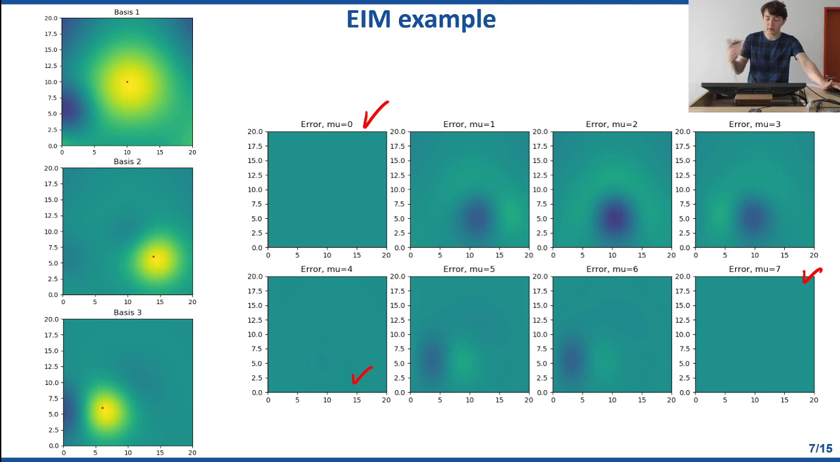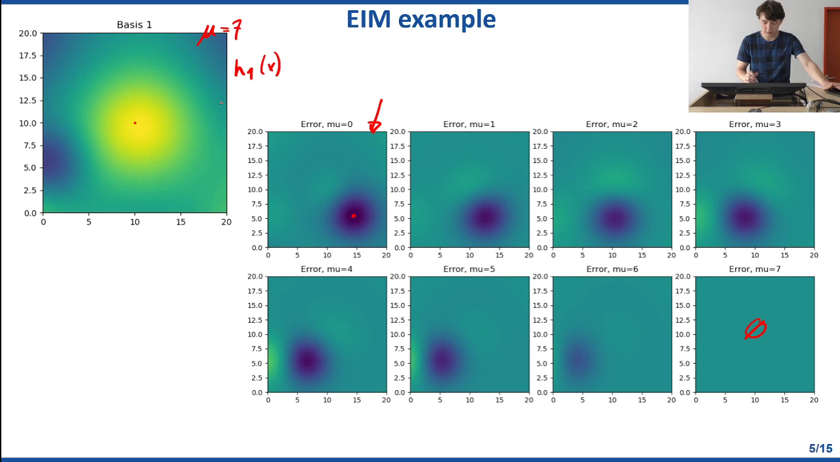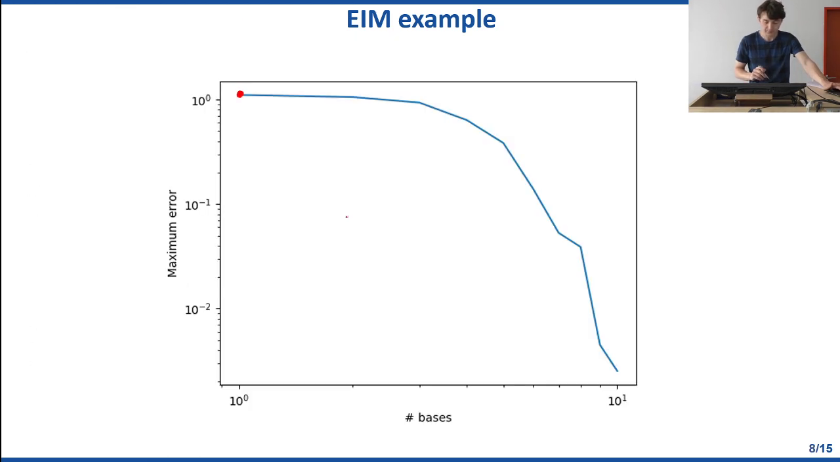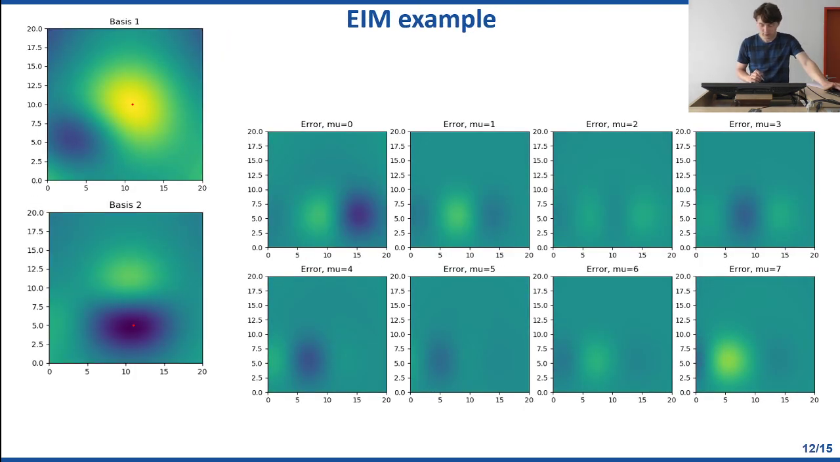Now I can keep on doing this, and at each stage that I'm doing that, I can store the maximum error that I'm making for all possible mu's, and I would get a convergence curve that looks kind of like this. So this was the first basis that we added, and I see I still make a maximum error of roughly 1. Well, that was actually precisely this guy. That's a roughly value of 1. Then I add another basis, and the maximum error that I make, so that was here.